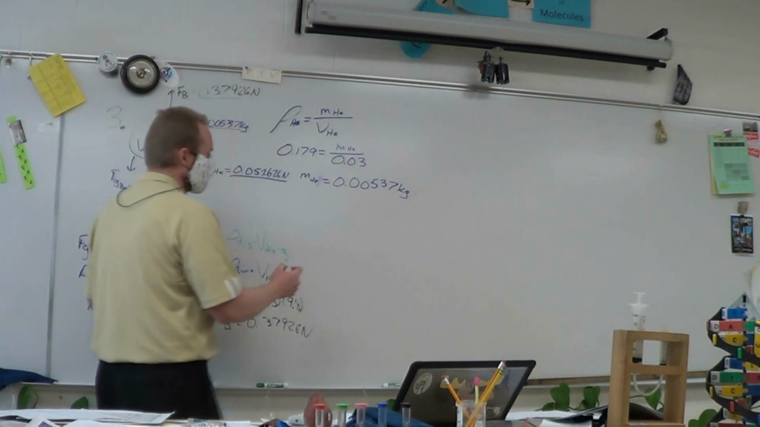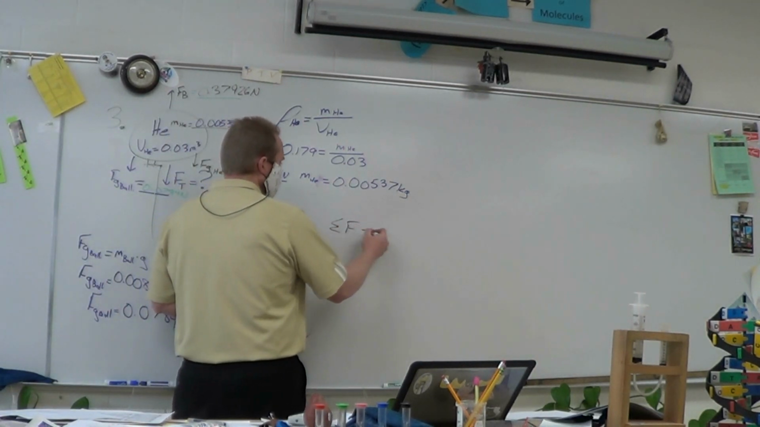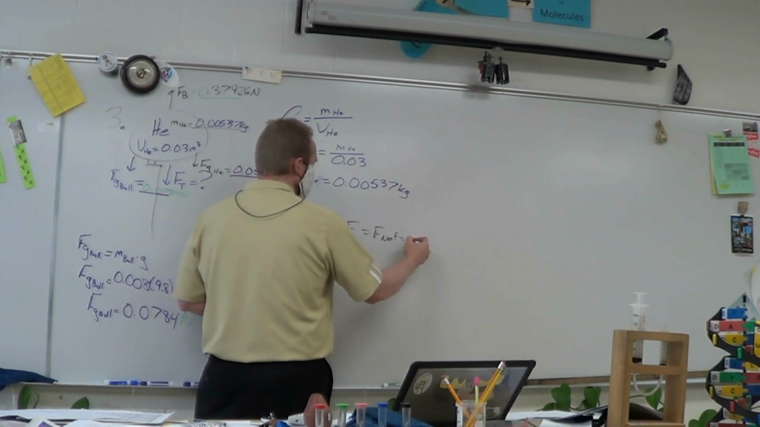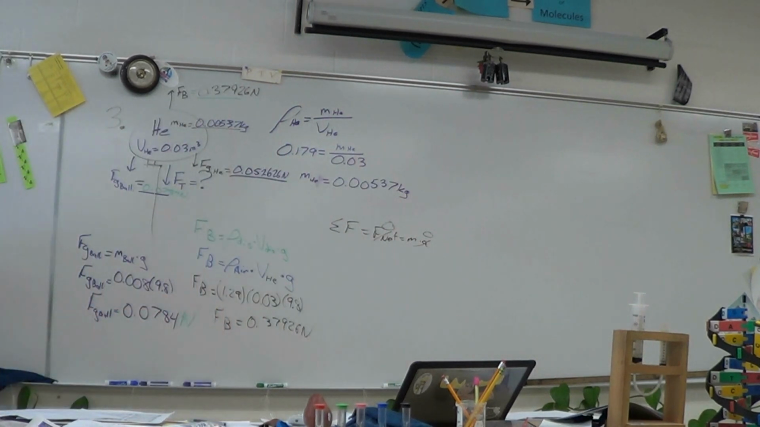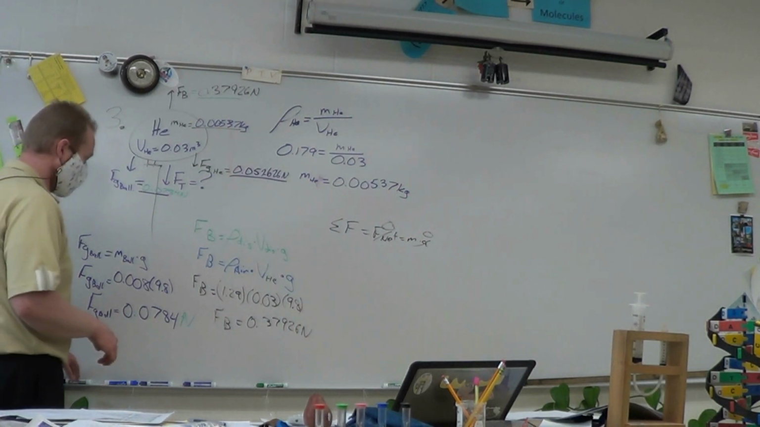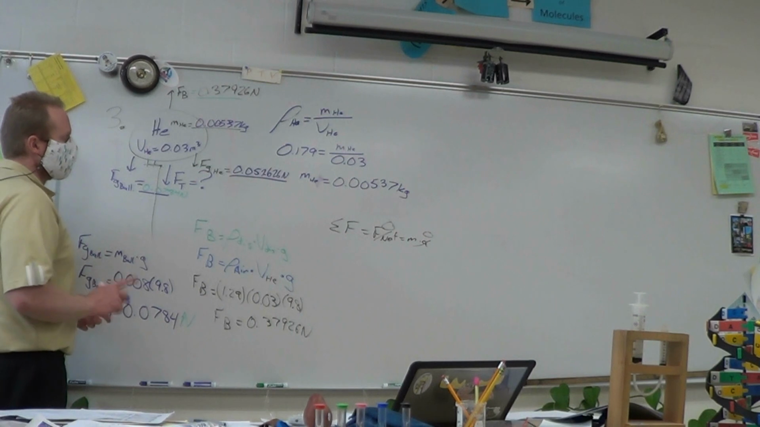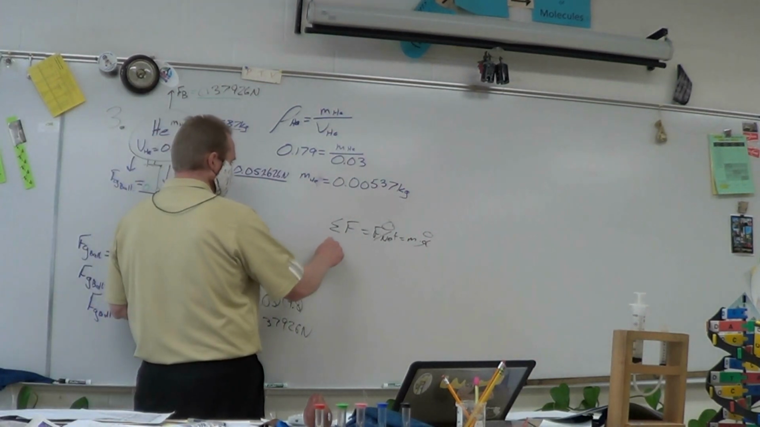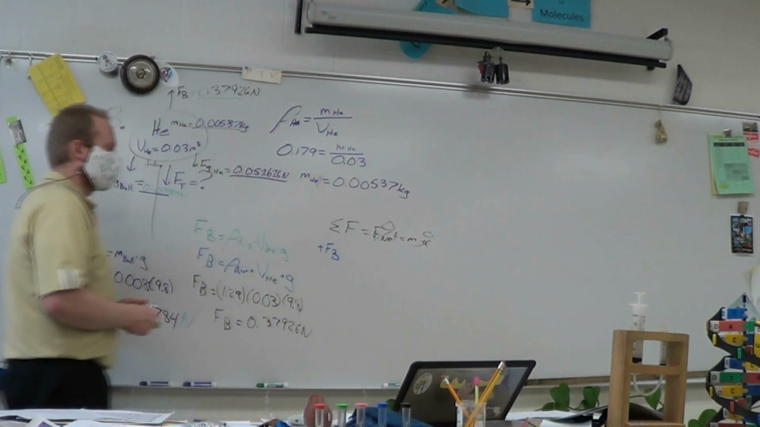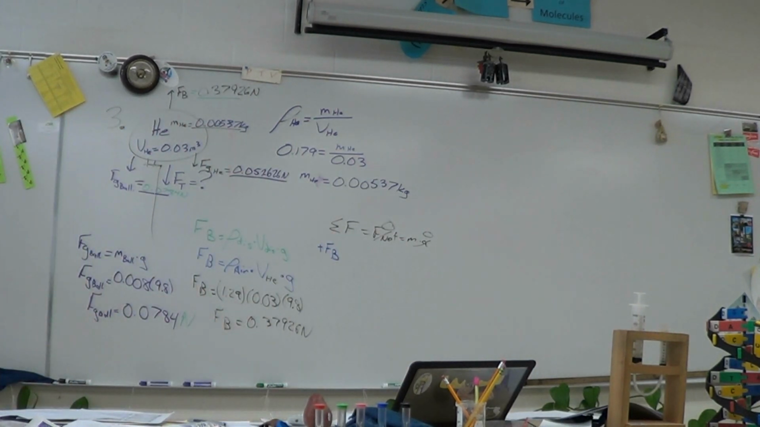Now we're going to use Newton's second law. Sum of all my forces is equal to F net, which is equal to mass times acceleration. The balloon is being held in place, it's not accelerating, so my forces in the y direction are balanced. Acceleration is 0 because my velocity is constant. We're holding on to that balloon. Newton's second law says I add all of my ups. I only have one. It's a buoyant force.